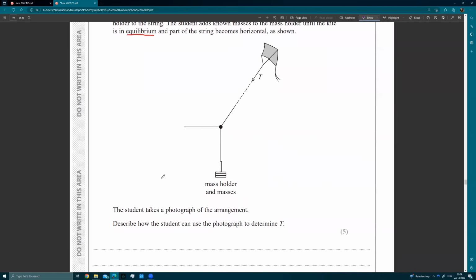The student takes a photograph of the arrangement. Describe how the student can use the photograph to determine T. Well, the forces acting on this are the weight of the mass holders and the tension from the string. And we know it's in equilibrium, so we know that the forces are balanced. So let's consider the vertical forces because we have a reference, we have the weight. Horizontally, we don't have anything to compare it with. So we're just going to consider the forces vertically.